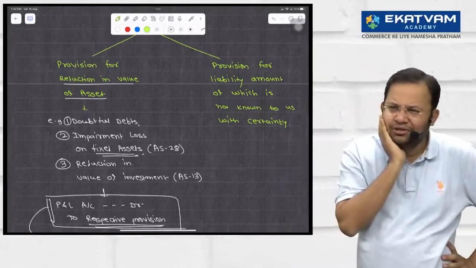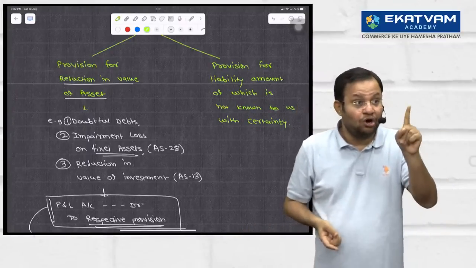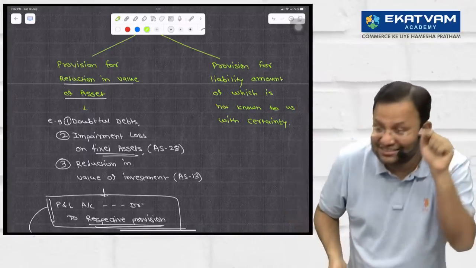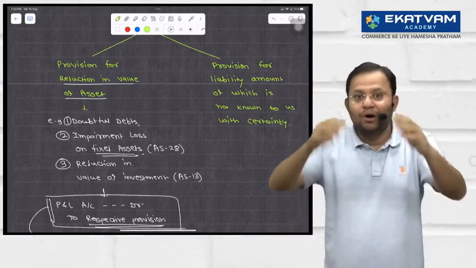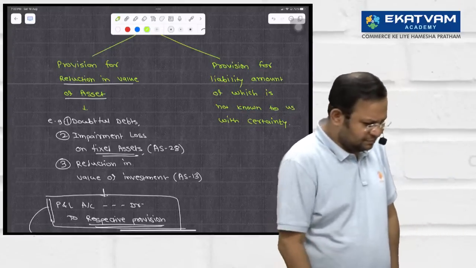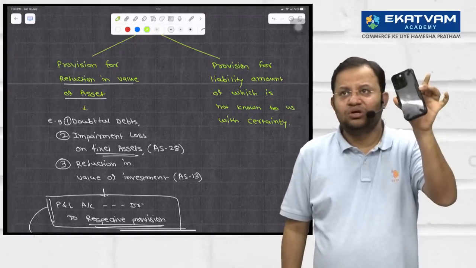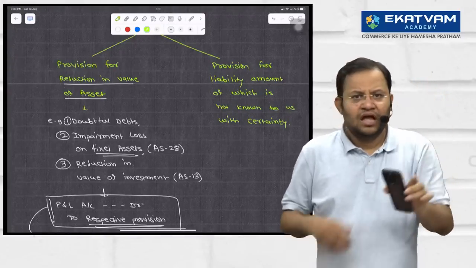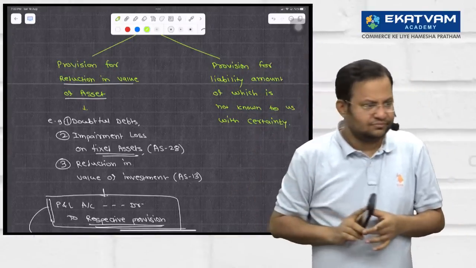How is it possible? I'll give you an example. What I know is that there is a liability. What I do not know is the exact amount of that liability. Do you agree with me? Yes. For example, I am Apple. I have sold this particular phone, and I say there is a warranty on this phone for 2 years.